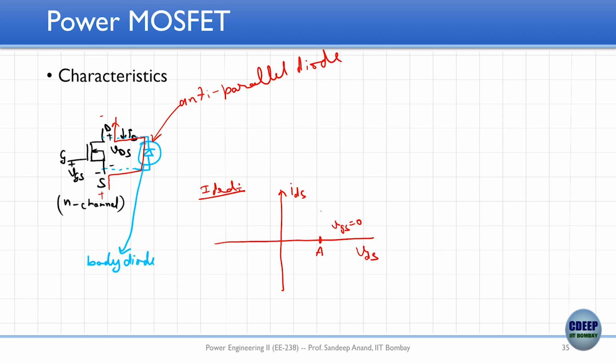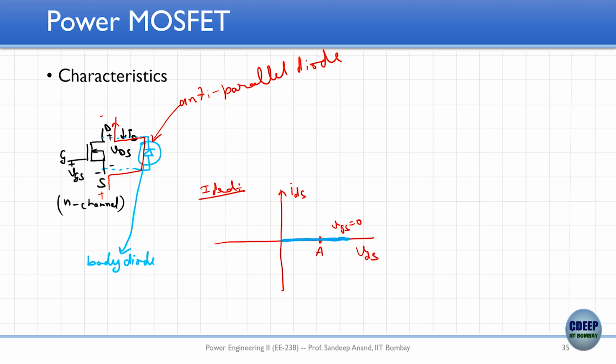If I apply 0 gate voltage, that means the MOSFET is off, right? It's an N channel MOSFET, 0 volt, MOSFET is off. If I apply drain to source positive voltage, what will be the current flowing through drain to source? 0. So, you will be at point A. In other words, if VGS is 0, this line represents the characteristics of the MOSFET for a positive applied voltage. Irrespective of the voltage you apply, the current will be 0.